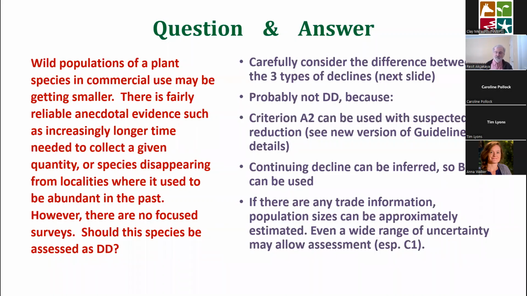The other thing is that if there is any trade information, population sizes or reduction in population sizes can be approximately estimated, and even a wide range of uncertainty may allow assessment under criterion A or under criterion C1. People who do assessment of fisheries, for instance, do this all the time. They go to fish markets and record the number of different species that are seen, and then the trend over time, combined with the information about effort, which is the size of the fishing fleet, etc., gives really important clues about population trends.